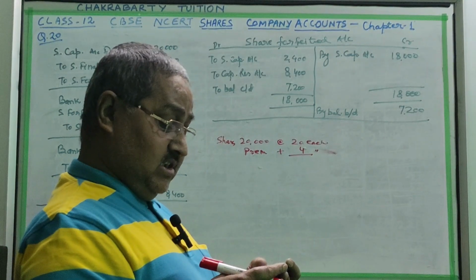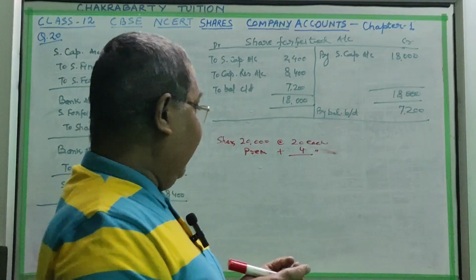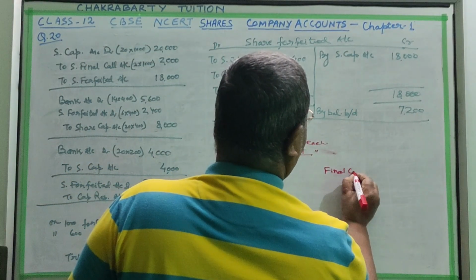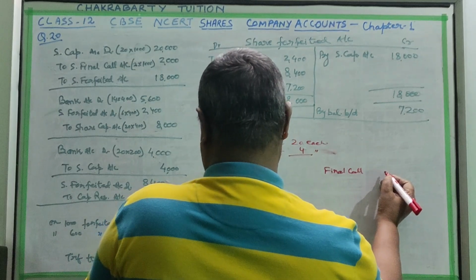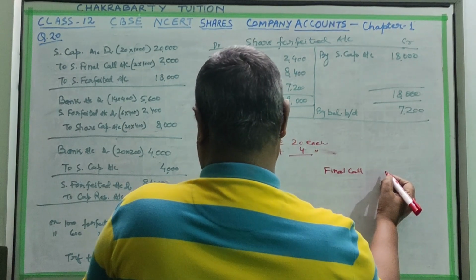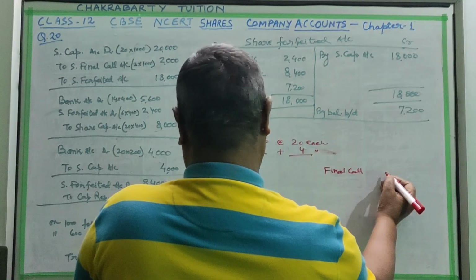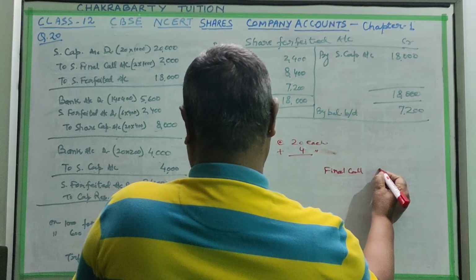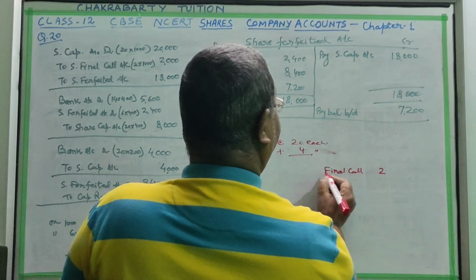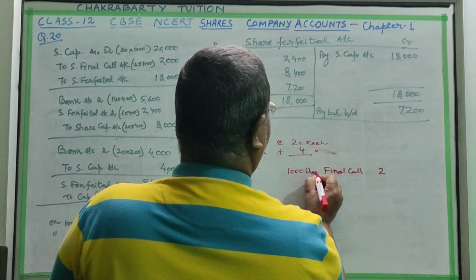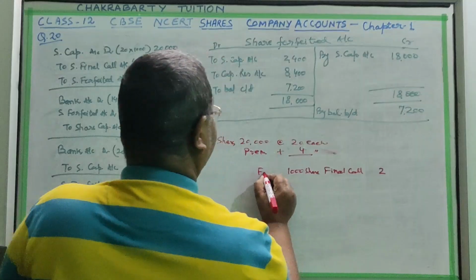Forfeited 1,000 shares for non-payment of the final call. So here the final call is of rupees 2 per share, on shares at a premium of rupees 4, forfeited for non-payment of the final call. So 1,000 shares forfeited. Forfeited how much?